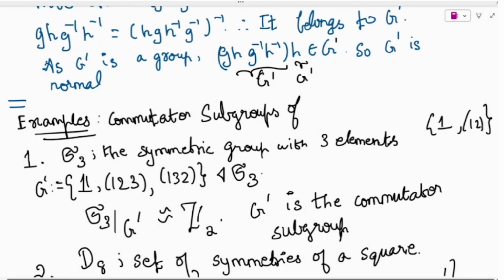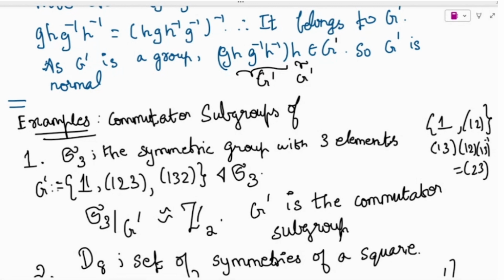Everyone agreed? But this is not normal. If we take g to be (1 3), its inverse will turn out to be (2 3), which won't belong here. So we can find out that any subgroup of order 2 cannot be normal. So it must be of order 3, and there is only one subgroup of order 3 in S3. That is this one. This is normal too. So the quotient makes sense. So automatically we will have that this is isomorphic to Z2.